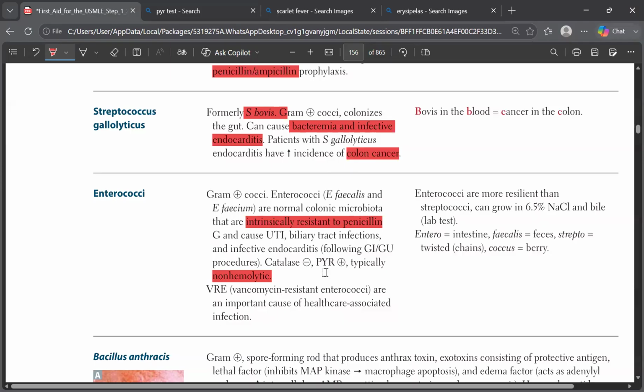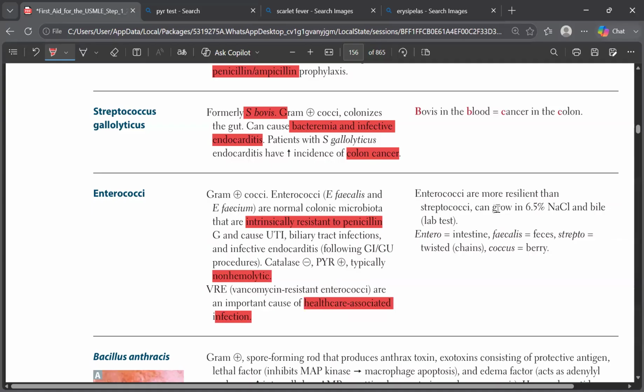Enterococci are more resilient than, wait, I misread that. Vancomycin-resistant enterococci are important causes of healthcare-associated infection. Okay, so they are resistant to vancomycin and they're important for healthcare-associated infection. Enterococci are more resilient than streptococci and they can grow in 6.5% NaCl and bile. Entero means intestine, faecalis means feces, strepto means twisted, and coccus means berry.